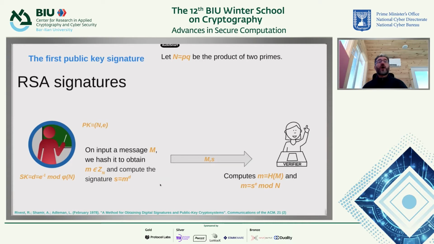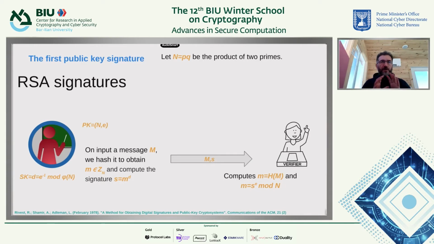To sign a message M, you hash it and compute M to the D mod N, and the verifier will verify by raising the signature to the E and checking that it is equal to the hashed message. This is the standard hash and sign RSA signature. We'll talk about different kinds of RSA-based signatures later in the lecture.